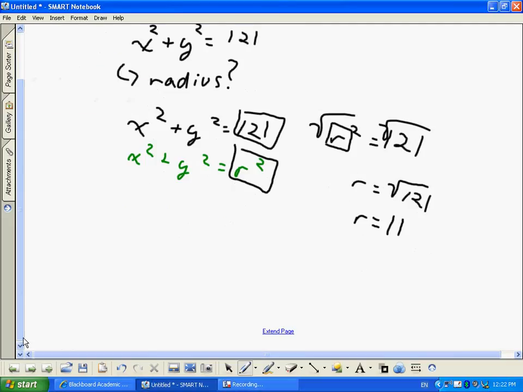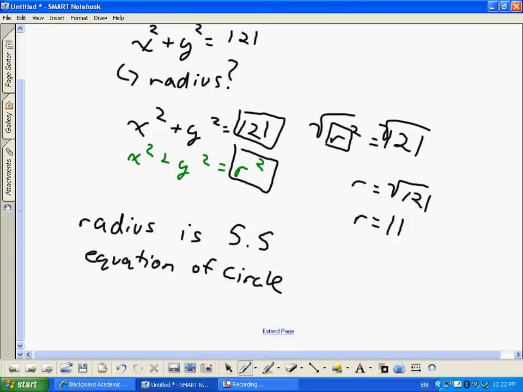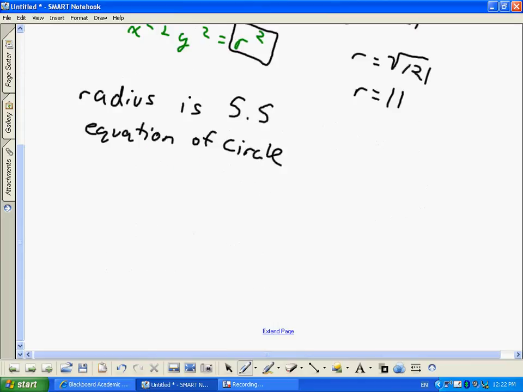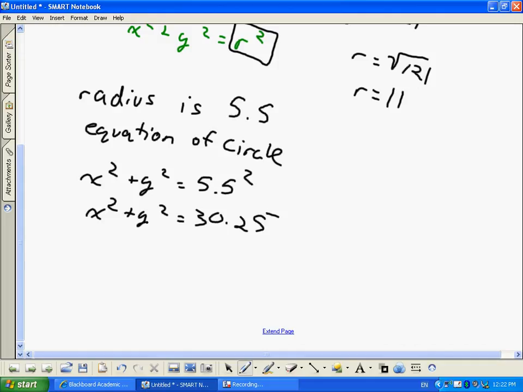The other type of circle question you may see on this test: radius is 5.5. Give me the equation of the circle. I can do it. Okay, what do I do? I can do it. Sheldon. X squared plus y squared equals 5.5 squared. Yeah. And then how do I find 5.5 squared? 30.25. Thank you. Put it into your calculator. That's it? Done. Equation of the circle.